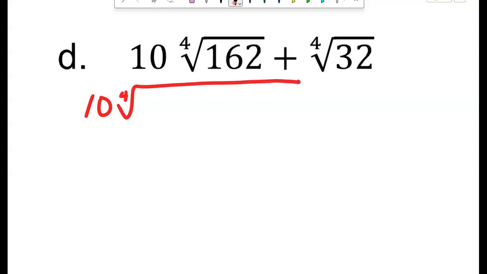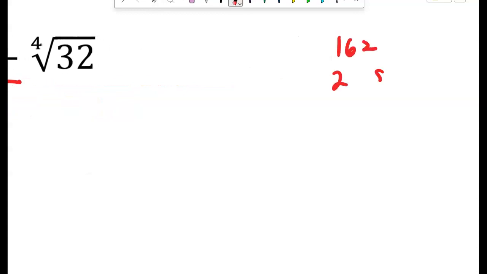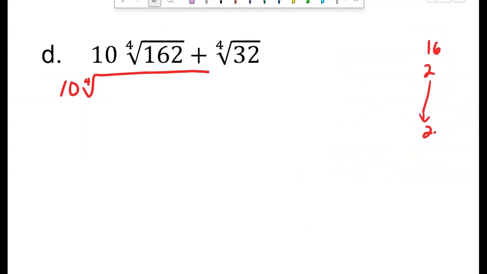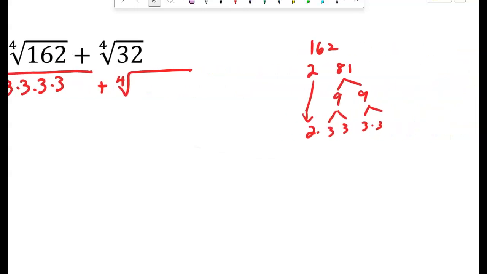All right, if we do prime factorization, can anyone guess what lovely numbers we are working with? Think about it. You have to go into your tree. You got 162. You got 2 and 81, right? And what do we get here? 9 and 9. 3 and 3. 3 and 3. So my prime factorization is basically 2 times 3 times 3 times 3 times 3.